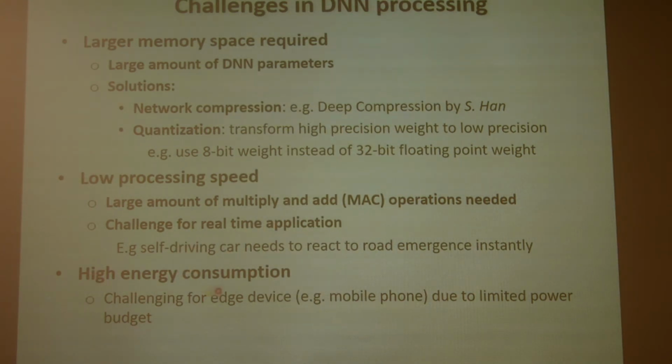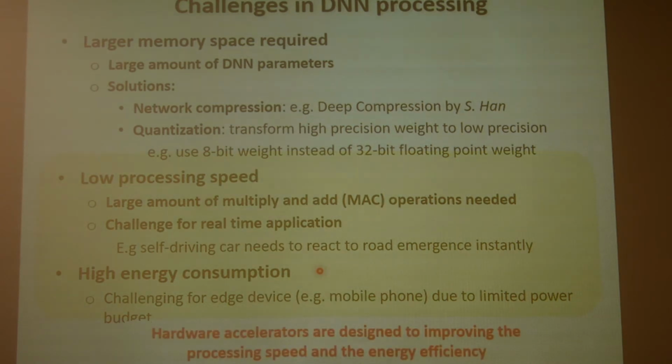And another thing is the high energy consumption, because on the edge device, such as your mobile phone, the power budget is quite limited. So it requires that when we are processing the deep neural network, it will not take too much energy. So the hardware accelerators are designed to improve the processing speed and the energy efficiency. And this is the introduction to AI.